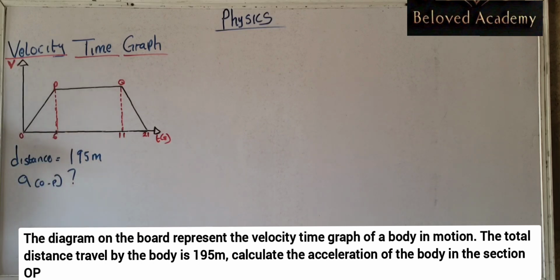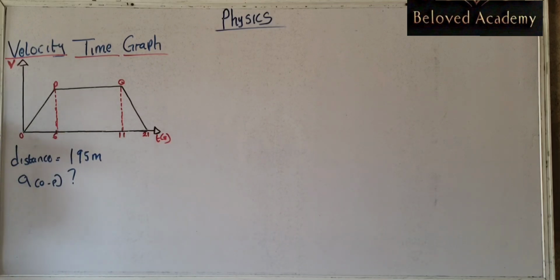But we cannot know the acceleration without calculating the velocity. Because acceleration tells us how fast the velocity of an object is changing. So in an attempt to determine the acceleration, we first need the velocity. We need the maximum velocity. Now, I told you in our previous class that when you talk about distance on a velocity time graph, the distance represents the area of the shape that the velocity time graph gives.